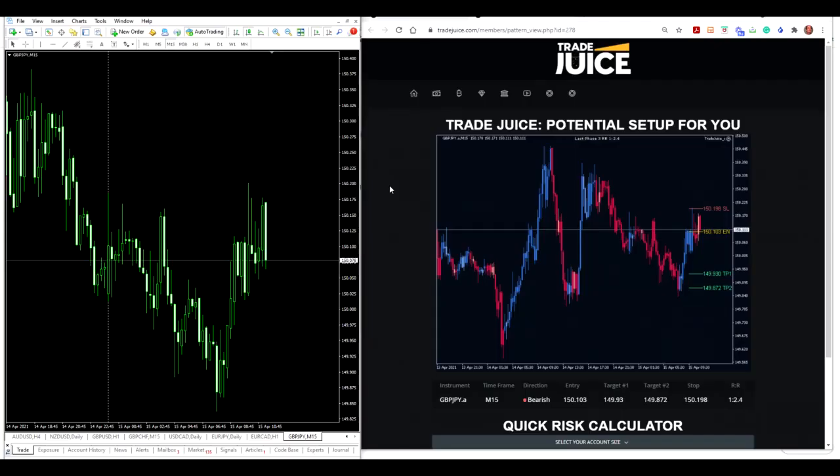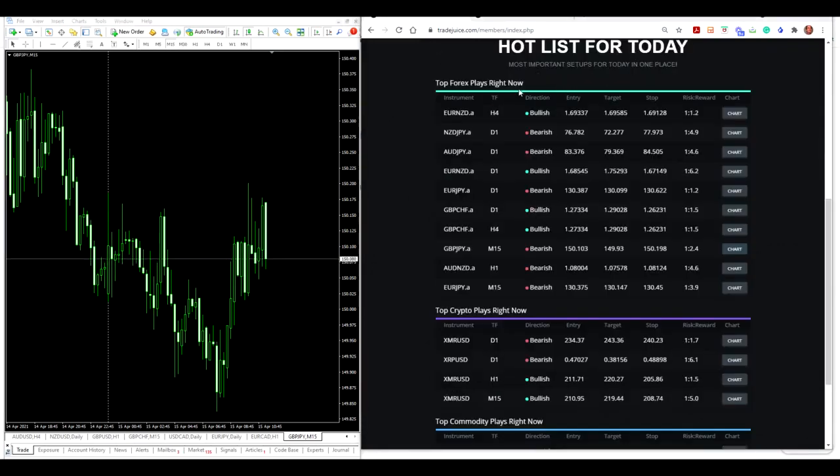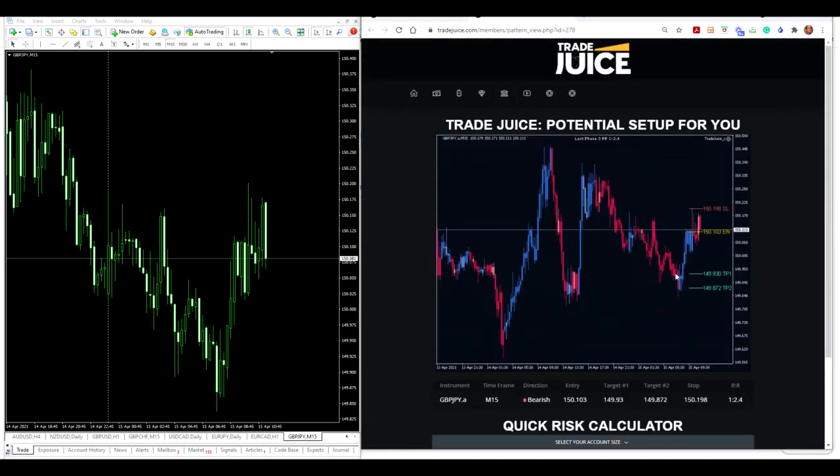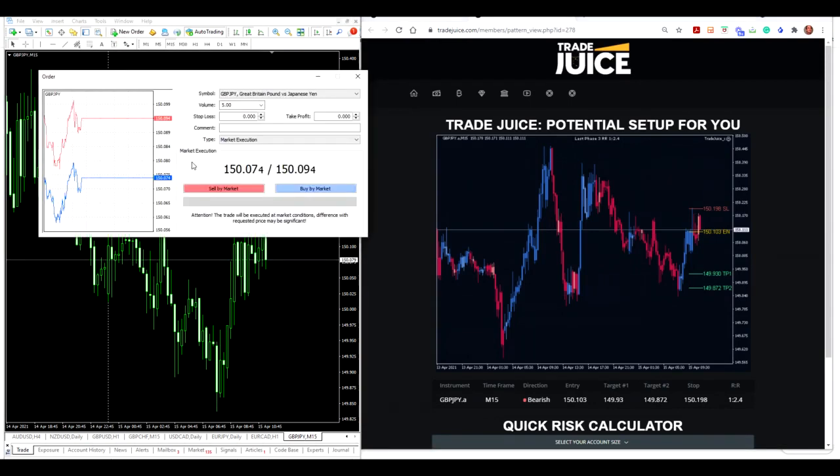Adrian here, and I'm on the pound Japanese yen. I've just had a look at the hot list for today on the Tradejuice platform, and amongst all the trades, I've selected one, the pound Japanese yen 15-minute chart, and Tradejuice displays this for me. I've got the entry point set out, target, my stop, and it's just gone under the entry point. So I'm going to enter a market execution order now.